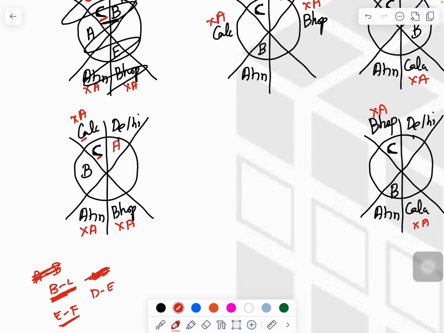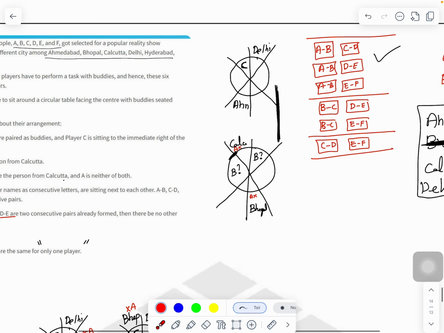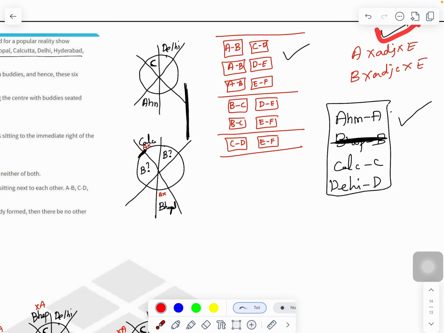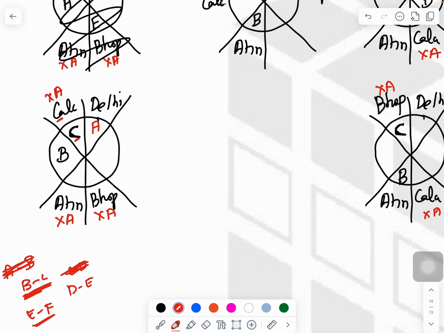So now we need to fill in D, E, F. What are the data points that we have? We have that E cannot be adjacent. Have we taken that point? No, we have not taken it. Let's go ahead and fill that. So the moment I fill A here, E cannot come here, E cannot come here. The only spot E can come is this particular point. So the moment I fill E here, I have D and F.